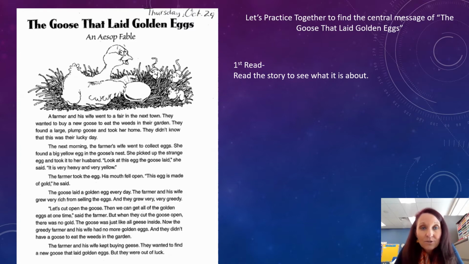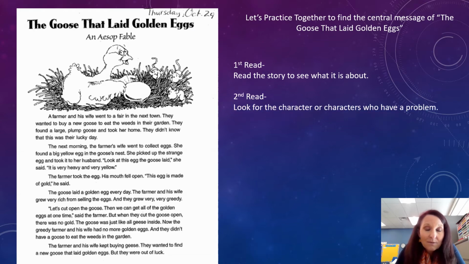Okay, so that is our first read. Now we know what the story is about. We got some information on the characters in the story and how the story develops in the middle and then how it ends. So the second read, when we read it again, we're going to be looking for the character or characters who have a problem. Now, a problem is not always something bad, but something that causes other events in the story to happen. So when we look through this story, we're going to have to look to see if there was something that happened that caused the other events to occur after that.